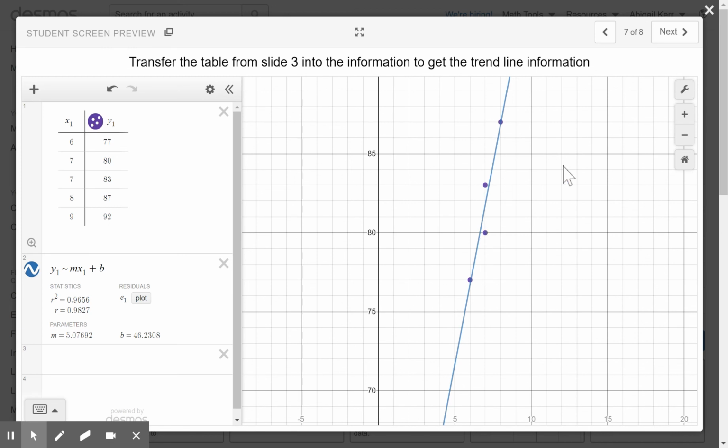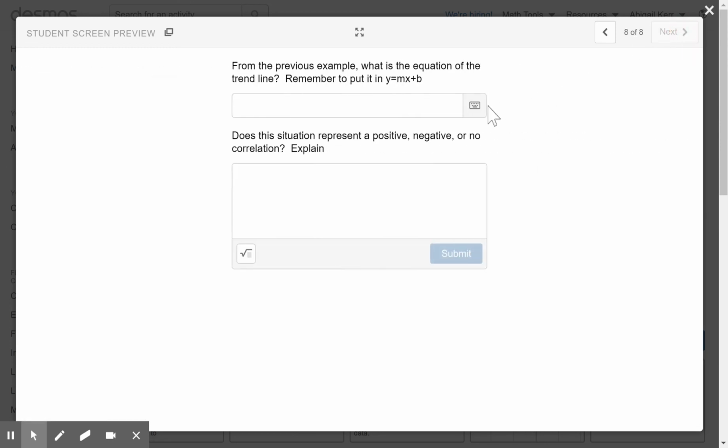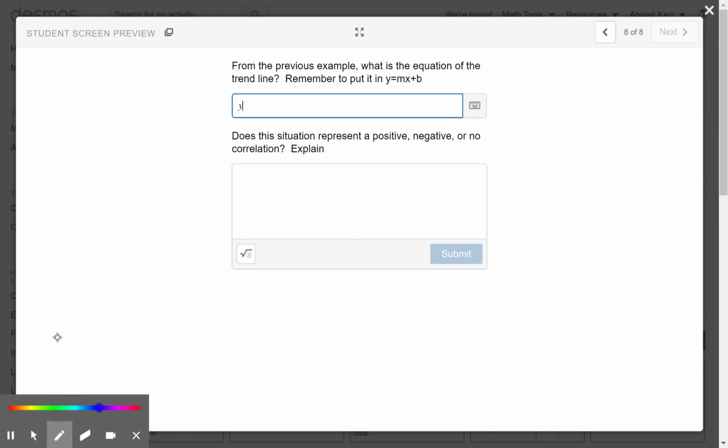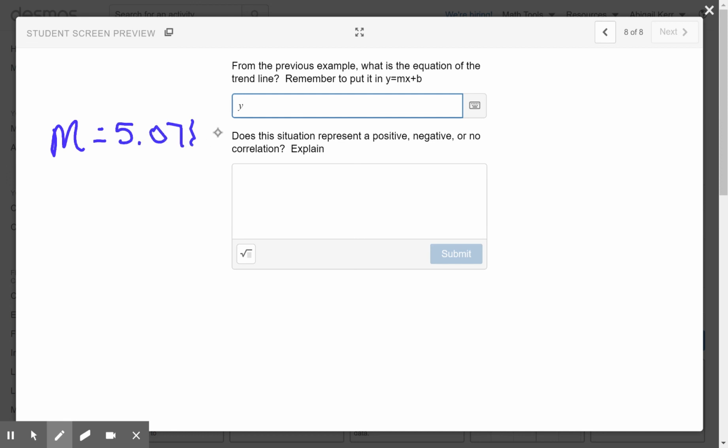So there's the points. Now copy down the m and the b. That's going to be used to create your equation. So then my equation, I'm going to write, so my m was 5.07692.